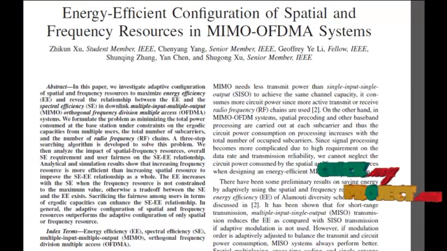In this paper, we investigated adaptive configurations of spatial and frequency resource to maximize the energy efficiency and reveal the relationship between the EE and the spectral efficiency. In downlink multiple-input multiple-output orthogonal frequency division multiple access systems, we formulate the problems as minimizing the total power consumed at the base station under constraints on the ergodic capacity from multiple users, the total number of subcarriers, and the number of radio frequency chains.